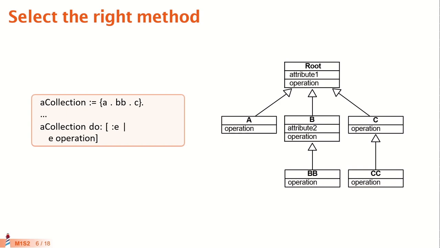Let's take an example. Here we have a collection of multiple objects that are instances of different classes. A is an instance of the class A, B is an instance of the class BB, etc. And now we send the message operation to each of these instances. Basically, it will answer correctly according to the class of the receiver. So we never tested whether it is the operation method from A or the operation method from BB. It's automatically done by the message send, by the lookup. It will select the right method in the right class, given the receiver class.